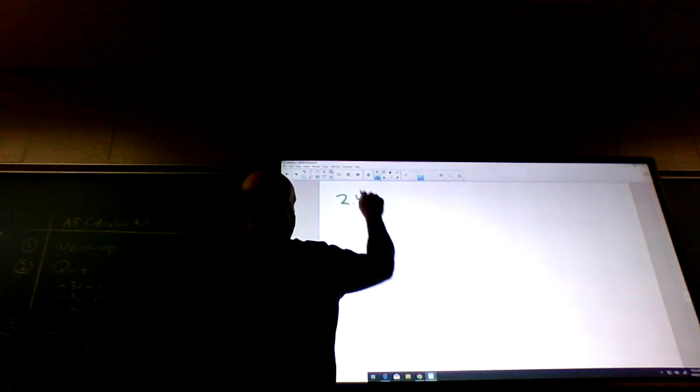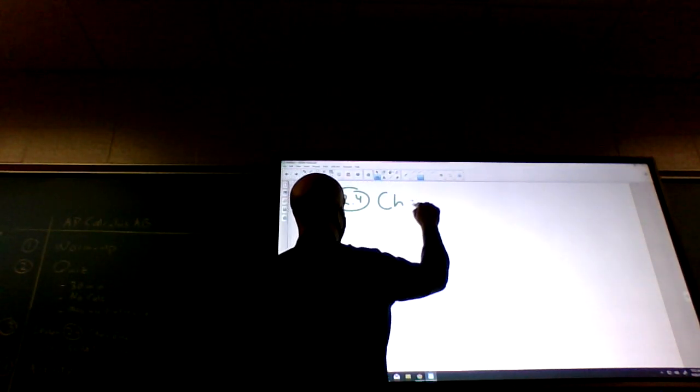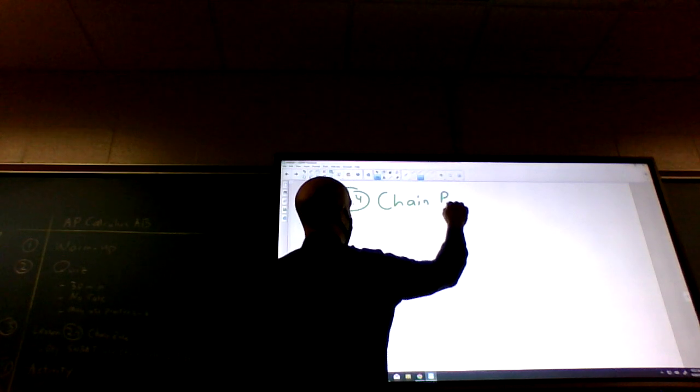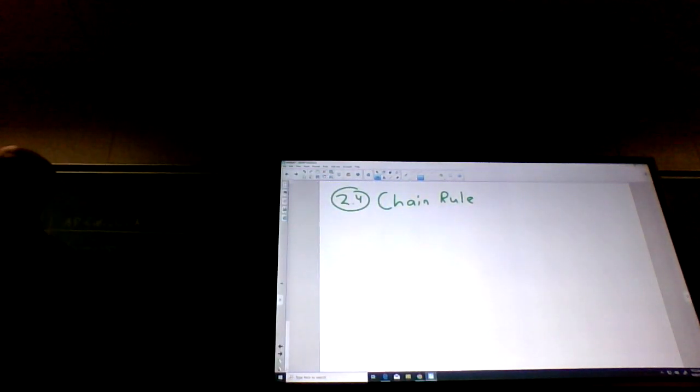But so today we're looking at section 2.4, and this is something called the chain rule. And please, if someone could tell me why I have the red thing highlighted, but it's writing green, I do not know, but it is.